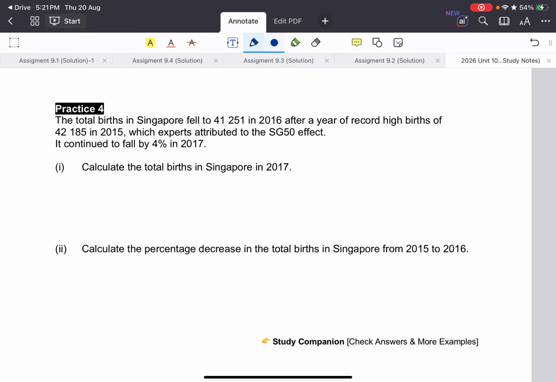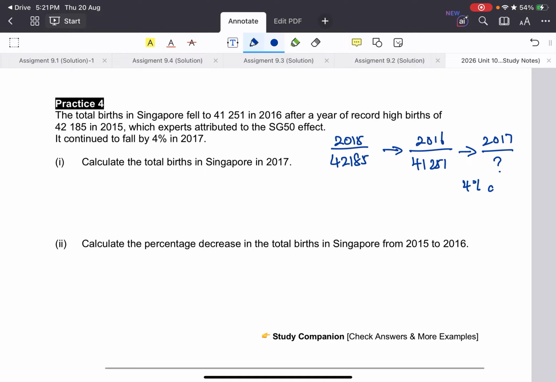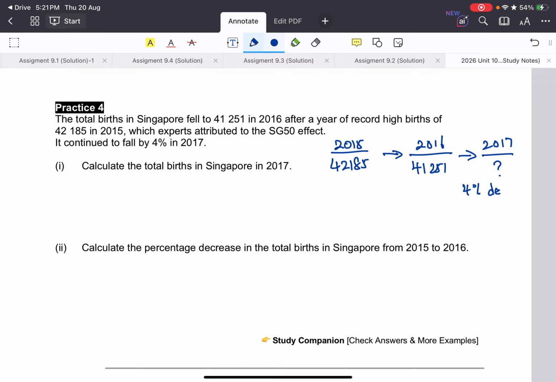So now we can visualize this. We start in 2015 from 42185. Then it drops in 2016 to 41251. Then it drops again in 2017 to a value that we do not know. So this is the situation. But we do know that this drop here is a 4% decrease. So this is the information that we have.